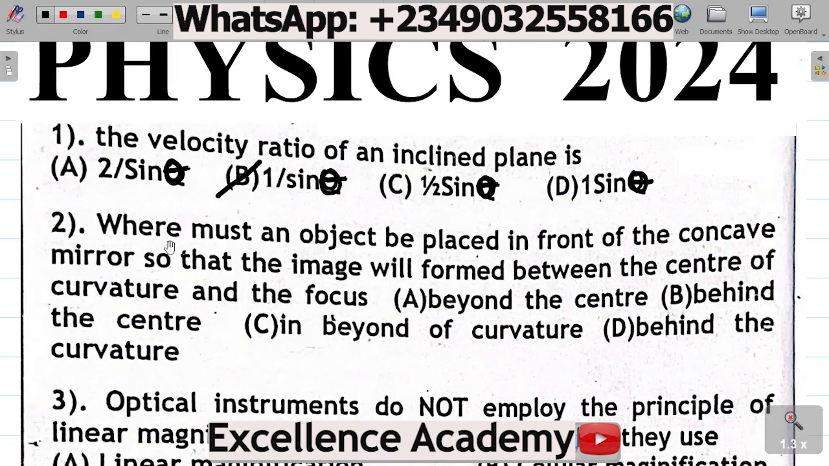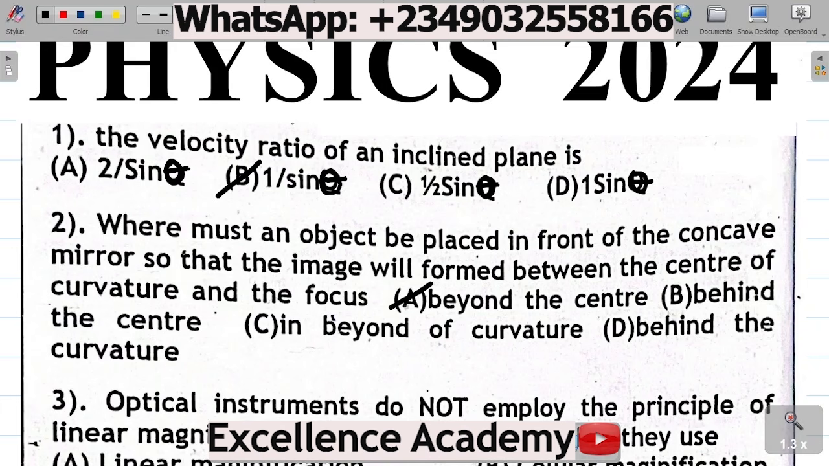Question number 2 says, where must an object be placed in front of the concave mirror so that the image will be formed between the center of curvature and the focus? A, beyond the center, B, behind the center, C, beyond the curvature, D, behind the curvature. For question number 2, the correct answer is A, beyond the center.